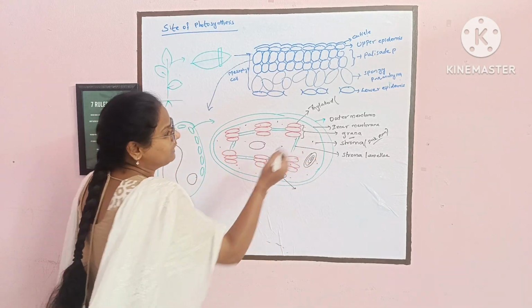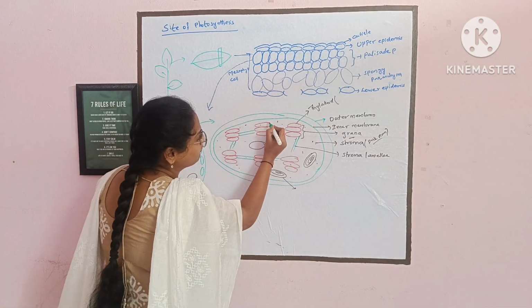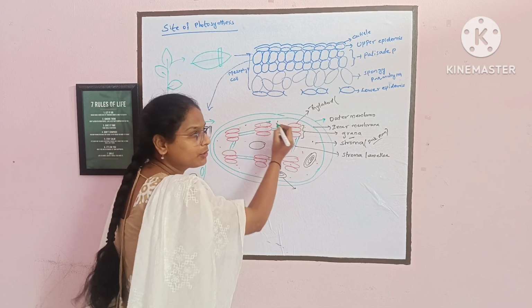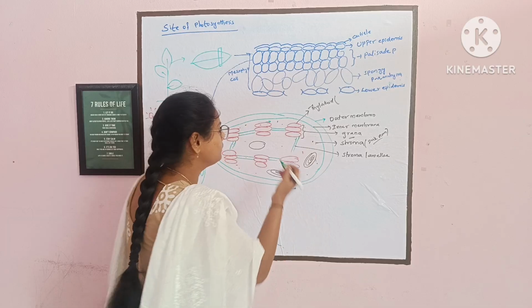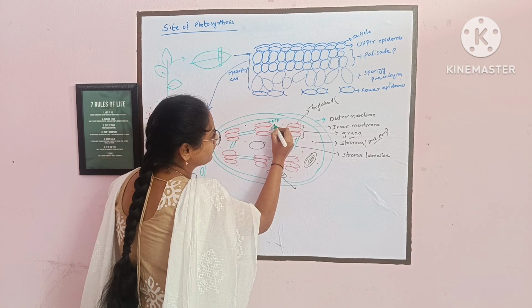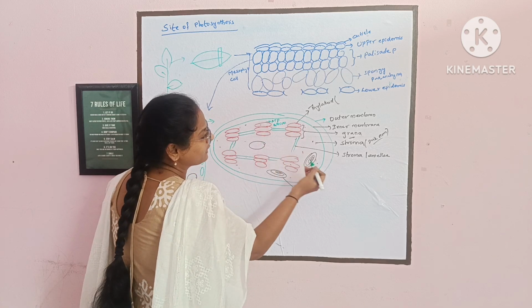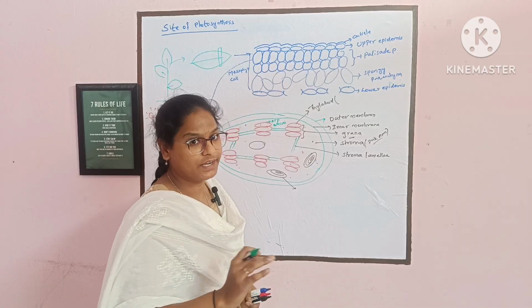Now where is the light reaction taking place? The light reaction is taking place upon the membrane of thylakoid. What are the end products? ATP and NADPH. Those ATP and NADPH are released into the stroma, and by taking these up, the dark reaction is going to take place. I will tell you clearly what is dark reaction and what is light reaction.